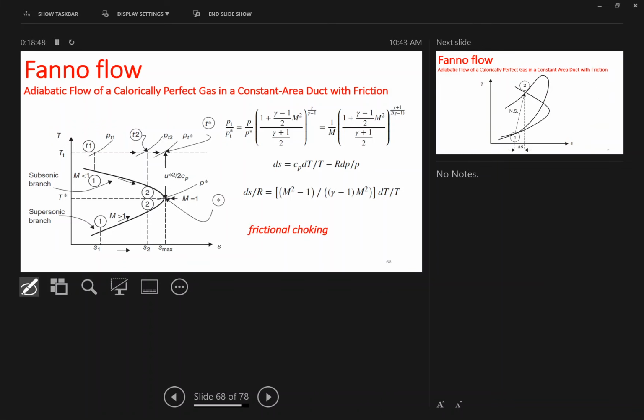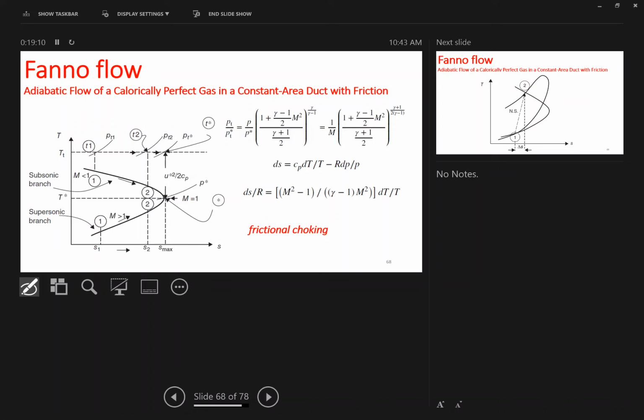And this phenomenon in a Fanno flow, the phenomenon of choking, is called frictional choking. So this is actually very important in propulsion. And we'll get to talk a little bit about this when we are talking about the fluid impulse.